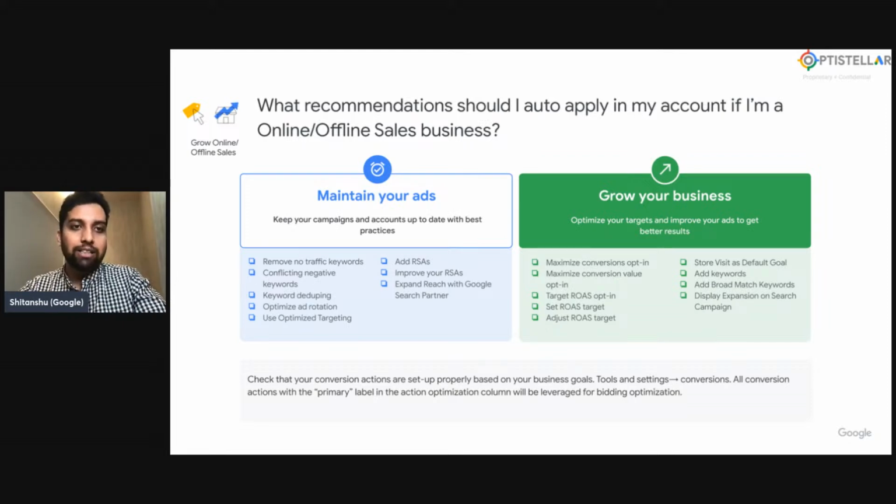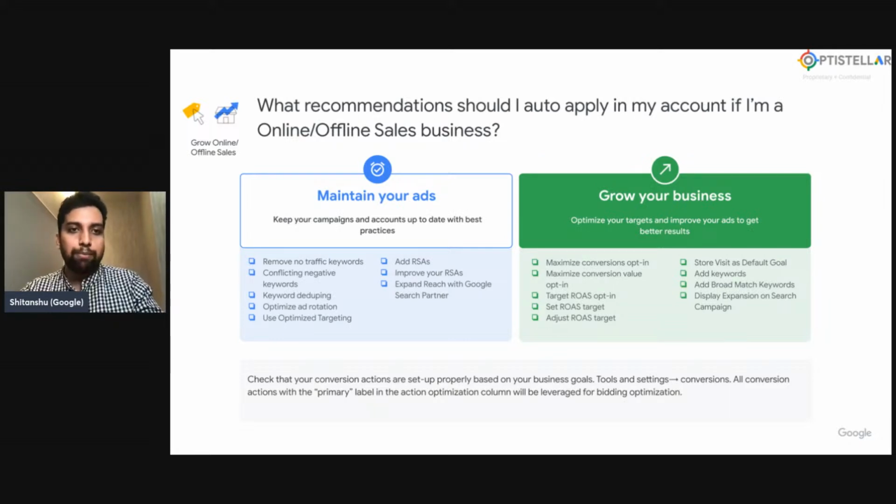You have target ROAS instead of target CPA, because it's not just an acquisition. You have multiple products with different conversion values, so you should aim to optimize for conversion values, and that's where target ROAS comes into the picture. So you have target ROAS opt-in as an auto apply recommendation available. As and when your campaign is suitable, it will be moved to target ROAS. You have set target ROAS. You also have adjust target ROAS.